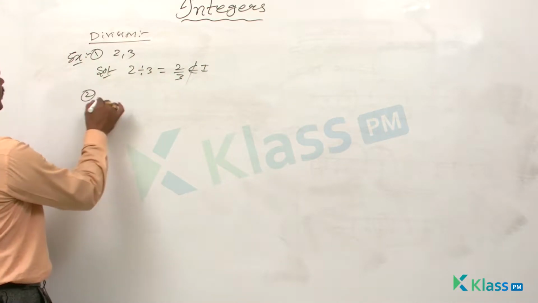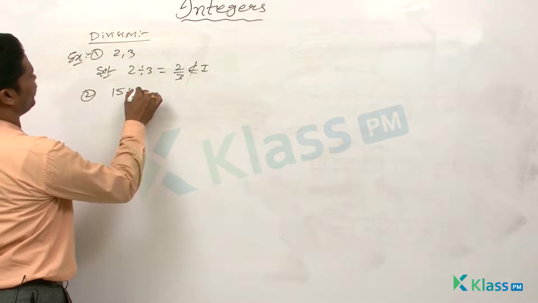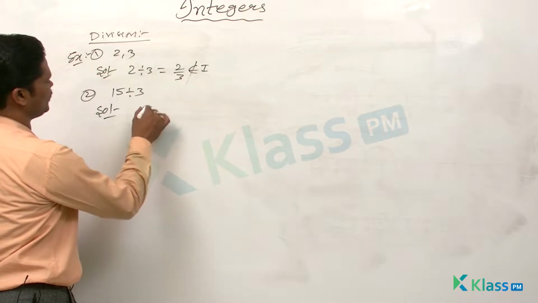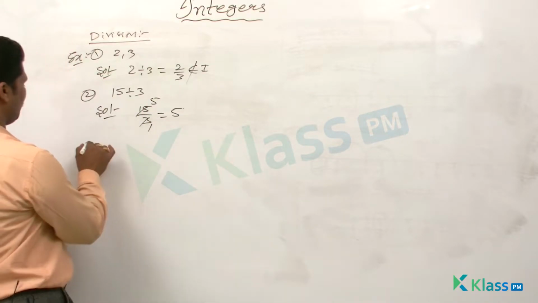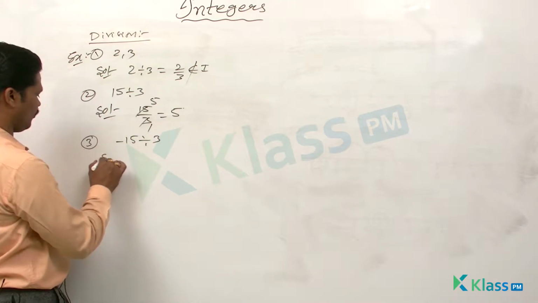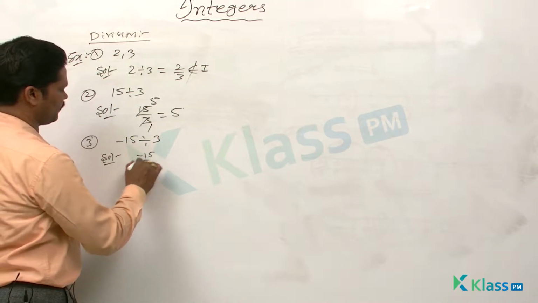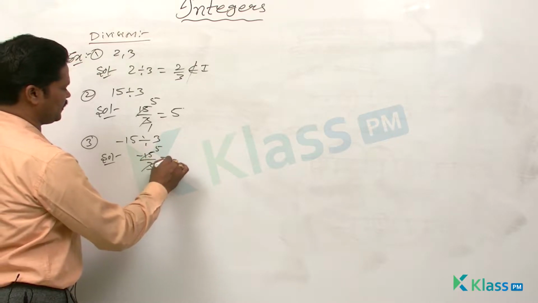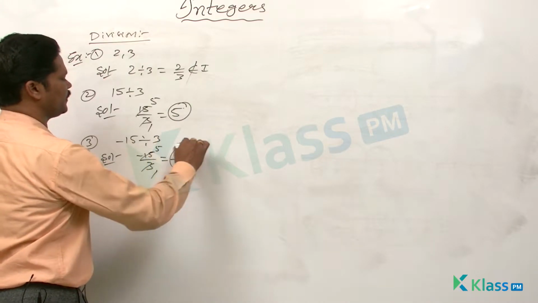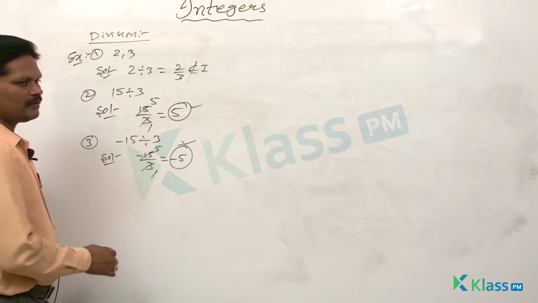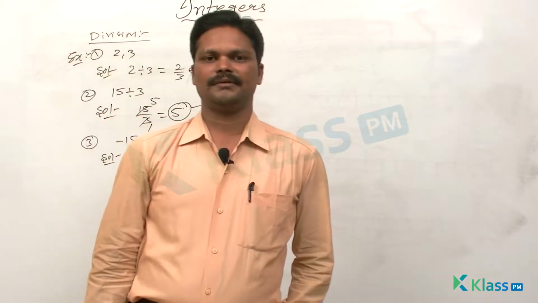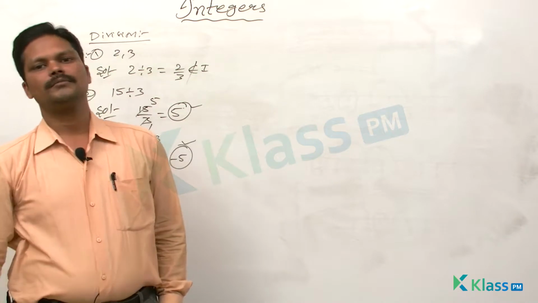And coming to the next one, 15 divided by 3. So how are we doing it? 15 by 3. 3 ones are 3, 3 fives are 15. Then coming to the third one, minus 15 divided by 3. How are we doing it? See, minus 15 by 3. 3 ones are 3, 3 fives are 15. Then we are having a negative value. Here a positive value, here a negative value. So in this manner we are dividing the integers, whether we have positive numbers or negative numbers, or both positives or both negatives.